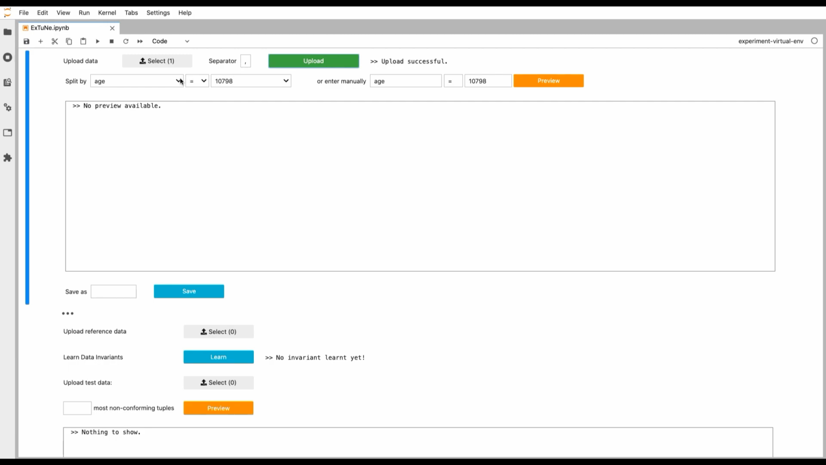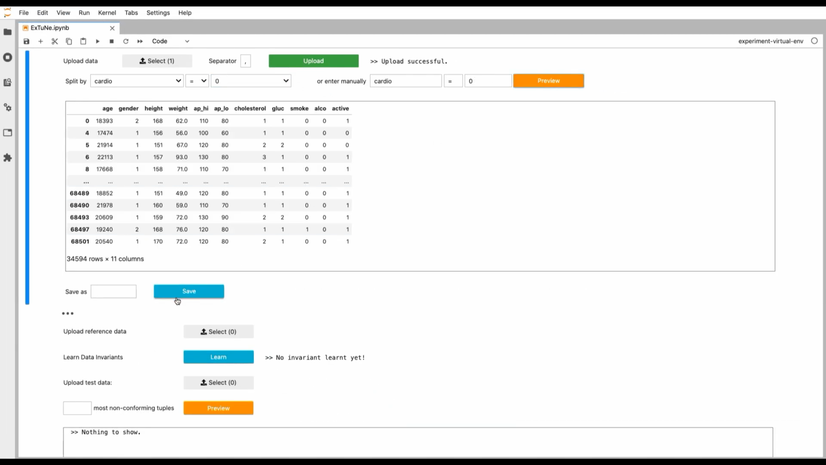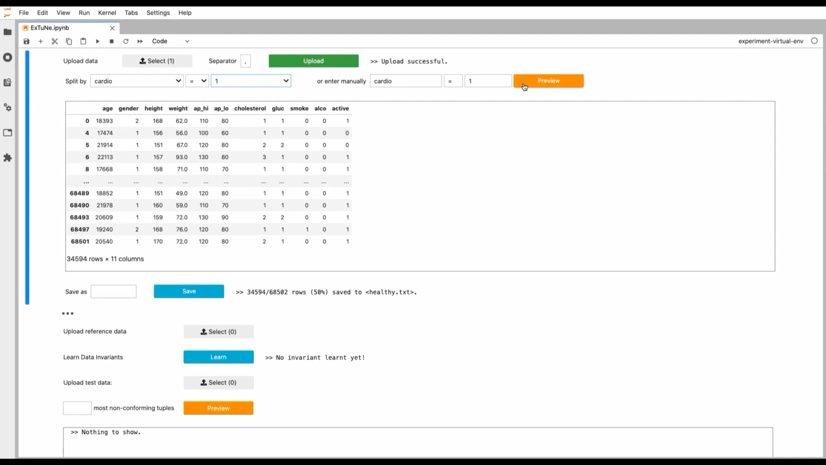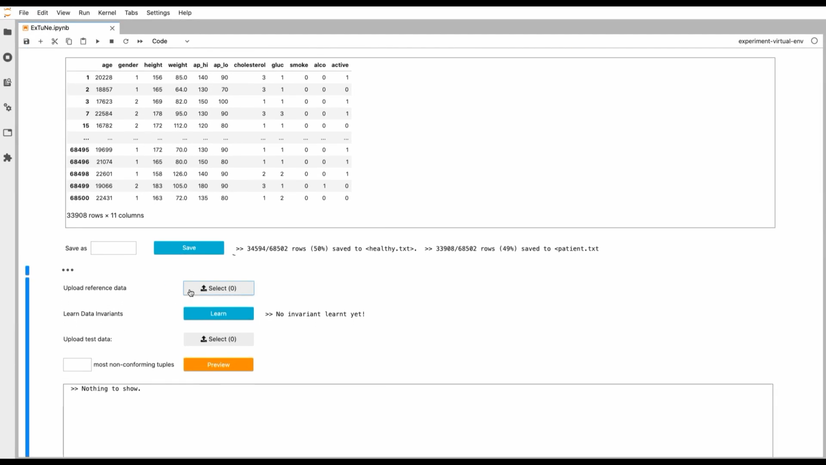Now I am going to split the dataset into two partitions. In one partition, I am going to keep only the healthy people with no cardiovascular disease, and I will use this as the reference data. Here, a 0 value for the attribute cardio means that the person is healthy. My goal here is to see if people with cardiovascular disease conform to healthy people, and if not, why. Now I am going to give ExTuNe the healthy people's data and let it learn the data invariants from it.